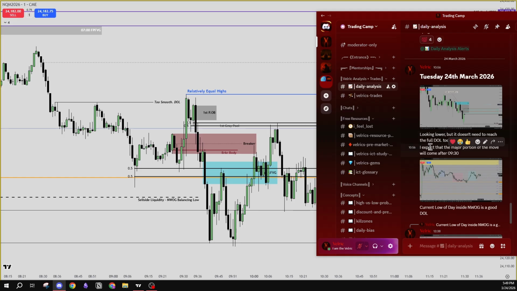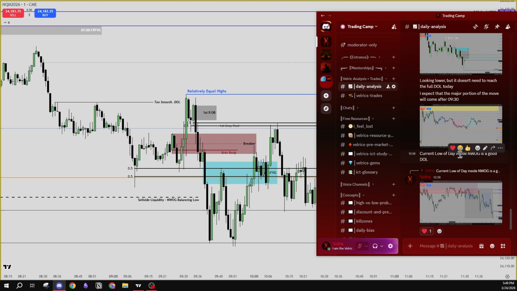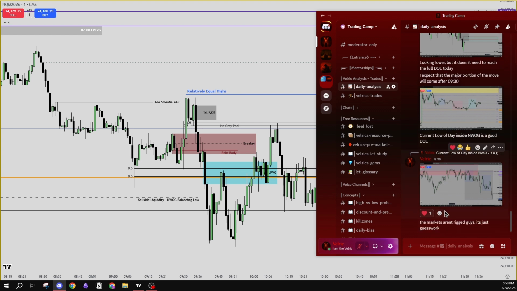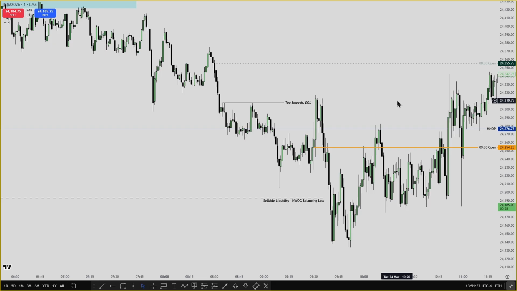Looking lower. Major portion of the move will come after 9:30. Current low of the day inside NOR gets good draw on liquidity, and then that's what gets delivered. Now I've stripped away everything from the chart except for the draws on liquidity, which was this relative equal highs and the sell side, and opening prices. So I just added these opening prices.